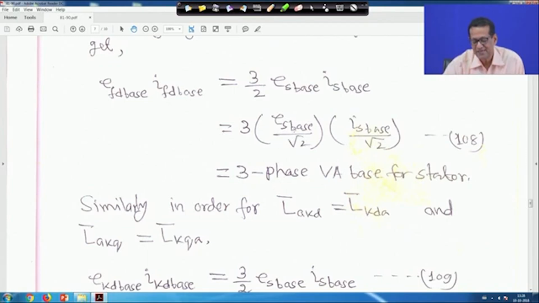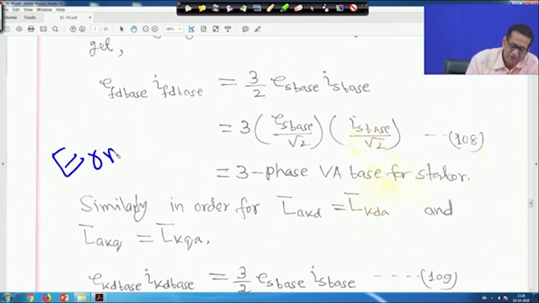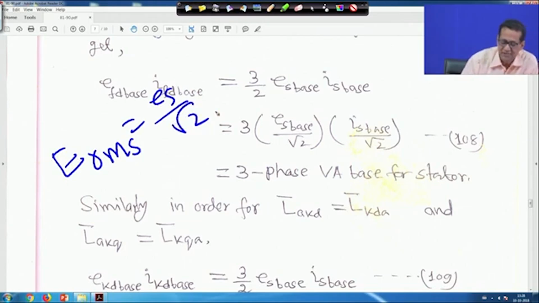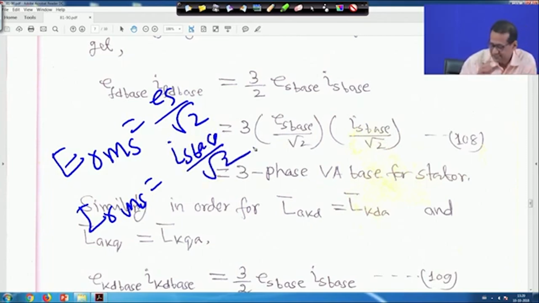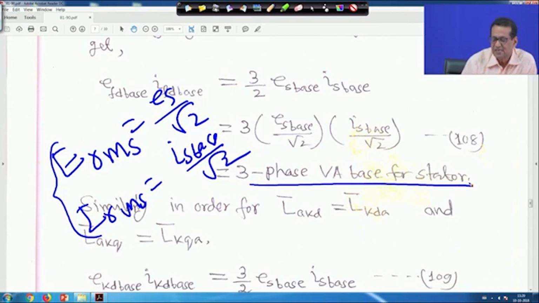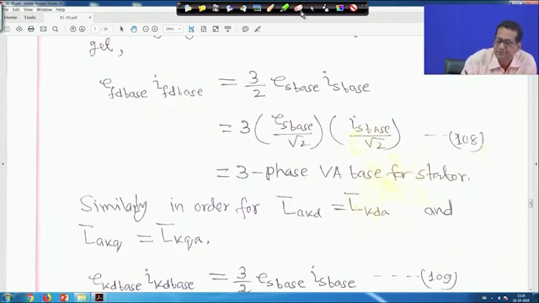This is basically ERMS and this is basically IRMS, which we have taken earlier. ERMS is equal to ES upon root 2. Similarly, IRMS is equal to IS base by root 2. That is nothing but 3 into ERMS into IRMS, that is, the 3-phase volt ampere base for the stator.